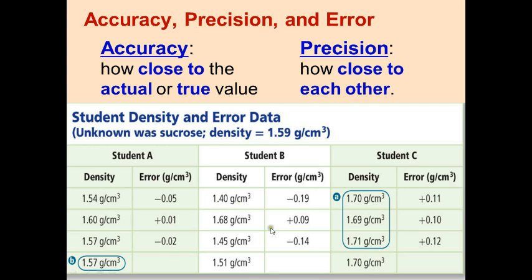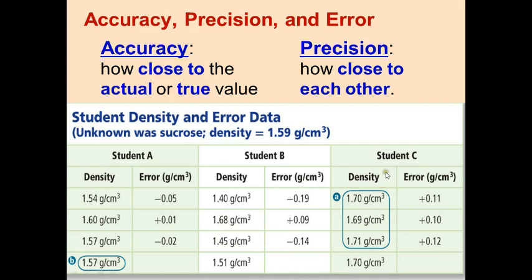But let's look at student B. So student B, it's not accurate because we already compared 1.59 to 1.51 and 1.7. So neither of these two are accurate. But is this student precise? Well, 1.4, 1.68, and 1.45. Well, that data is all over the place, so this would neither be accurate nor precise.